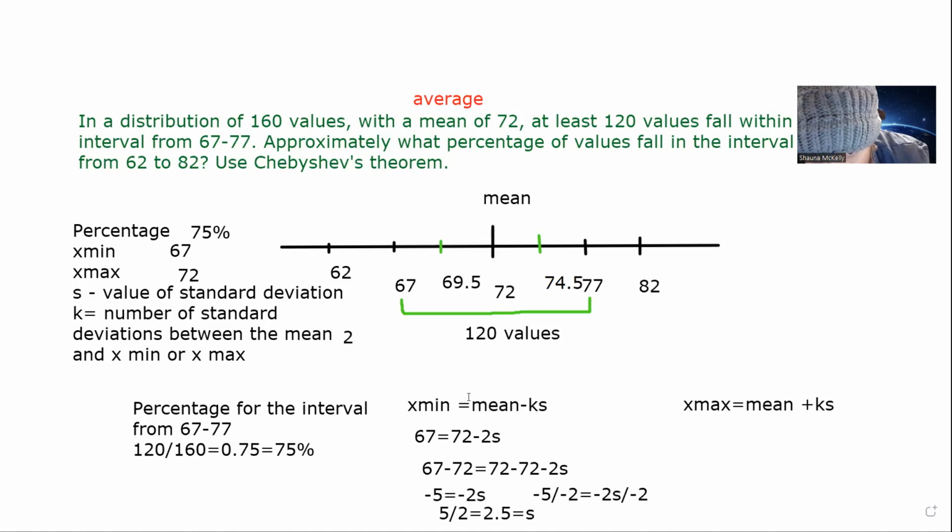Okay. So now you can see that my value of S is 2.5 units. And you can see that from the minimum of my green interval to the mean, there are 2 standard deviations. 1, 2, 2 on each side, a total of 4. S is 2.5. So now I can fill in that piece of information. The value of the standard deviation is 2.5.